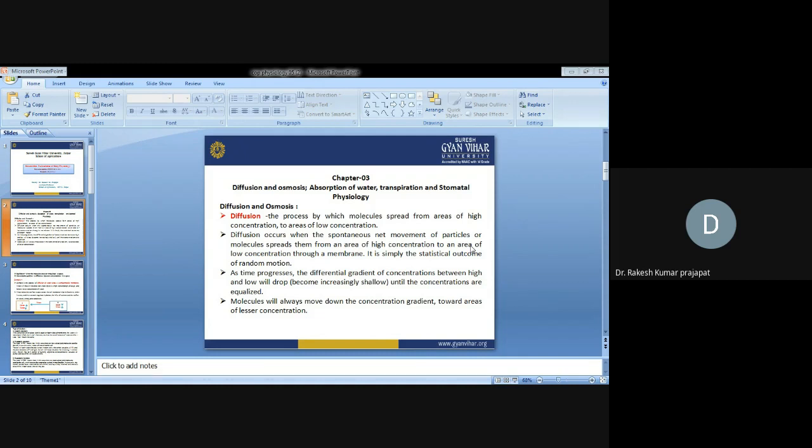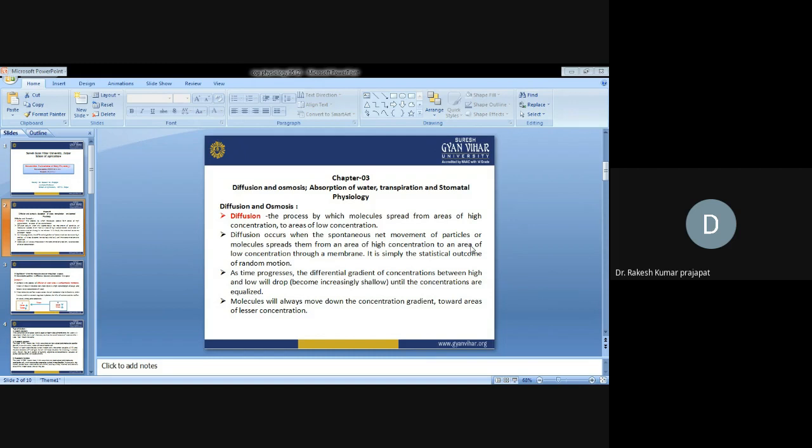Diffusion and osmosis. Diffusion is the process by which molecules spread from an area of high concentration to an area of low concentration. Diffusion can occur when there is a spontaneous net movement of particles or molecules from high to low concentration, through a membrane. It is simply the statistical outcome of random motion.